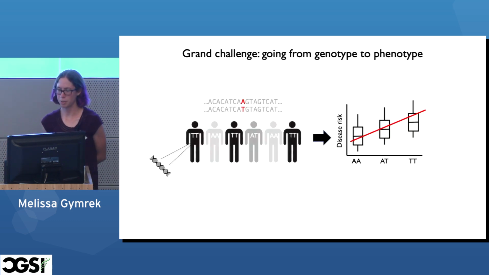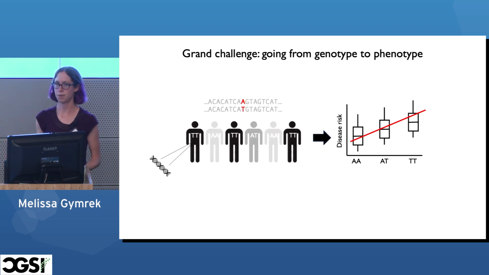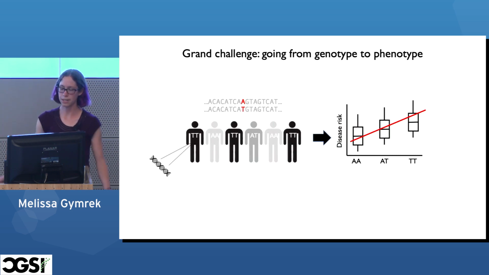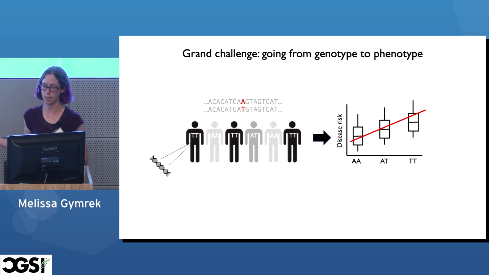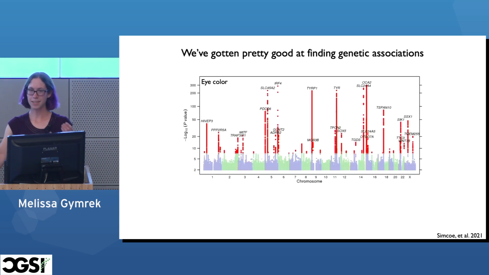So as genomics people, one of the grand challenges that we are faced with is trying to go from genotype to phenotype. A lot of us are in the business of looking throughout the genome for regions where we see some genetic variation between individuals, and then trying to correlate that genetic variation with phenotype. So here, if you had an A versus a T at this position, does that correlate with your disease risk or not? And collectively, as a field, we've gotten quite good at doing this.